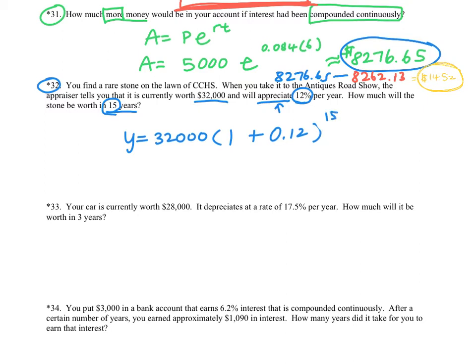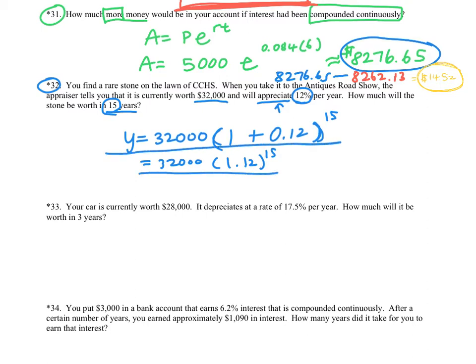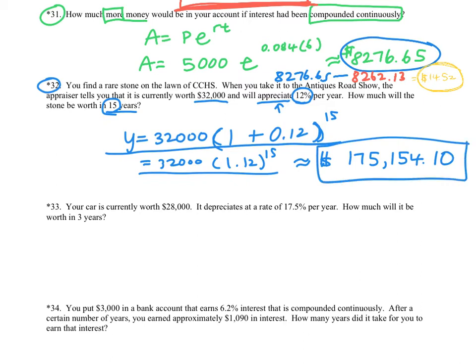Plug all of that into your calculator, just all in one go. Make sure you have that parentheses here. Remember, technically this is equivalent to 1.12 if I were to add it. Doesn't matter in your calculator, just plug all of that in like so. And you get $174,154.10 as your final answer.